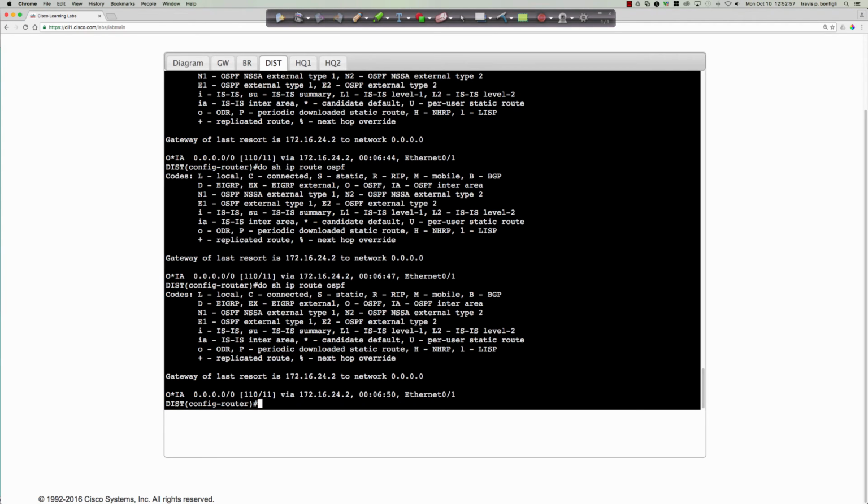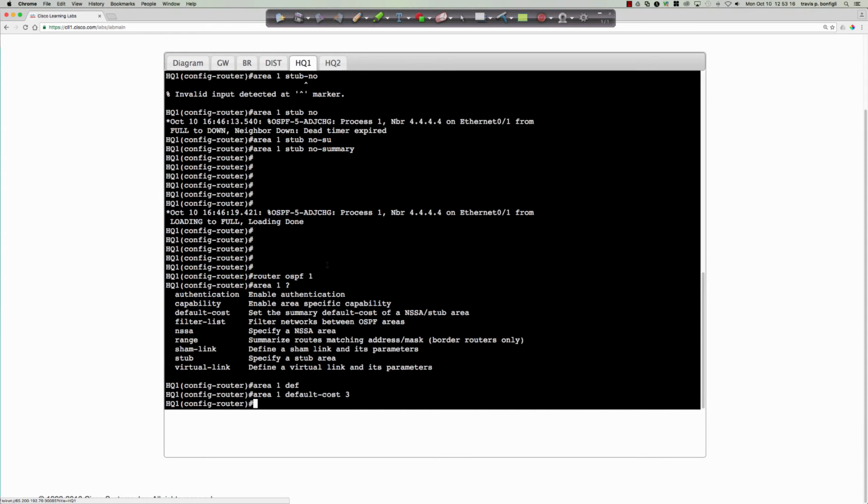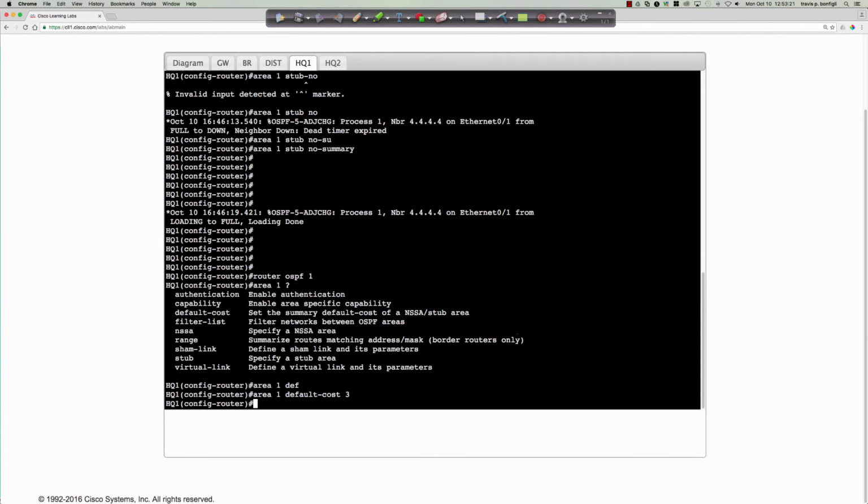It's going up to 172.16.24.2 via Ethernet 0.1. So I lowered the cost, the default cost here, to 3 for area 1, yet the traffic is going this way. So why is that? Let's take the command off. Whoops, sorry. So let's dig into why that is.